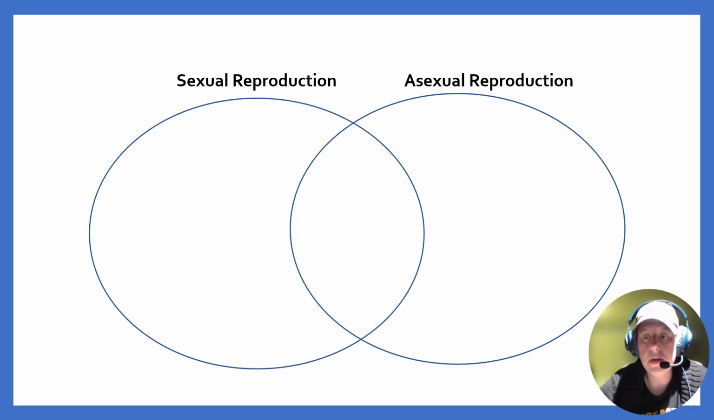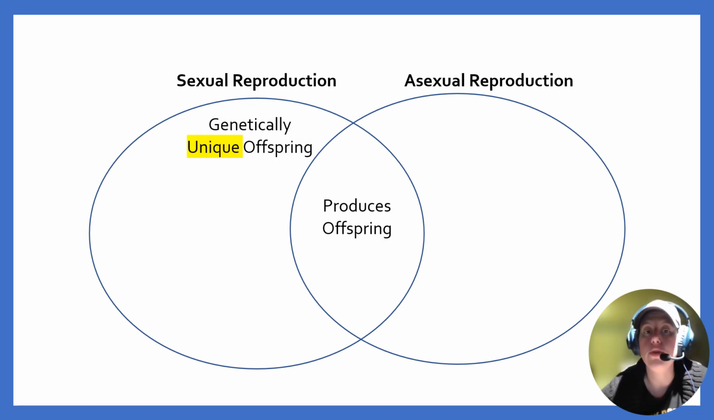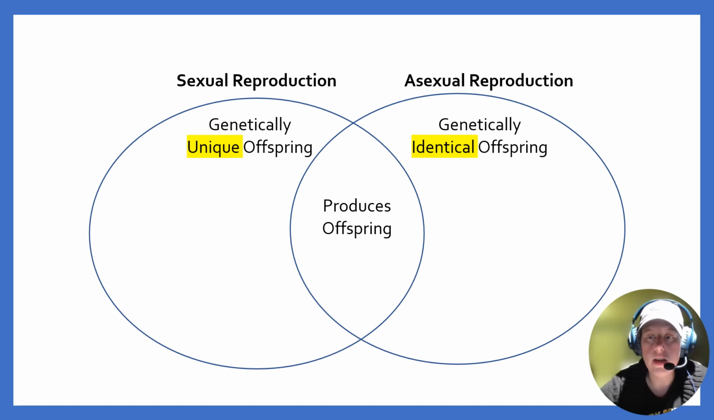So if we're going to be looking at a breakdown between sexual and asexual reproduction, well, the one thing that they have in common is they produce offspring. Asexual reproduction is going to be producing offspring that are genetically identical, whereas sexual reproduction is going to be producing offspring that are genetically unique. So this right here is a very big difference between the two.